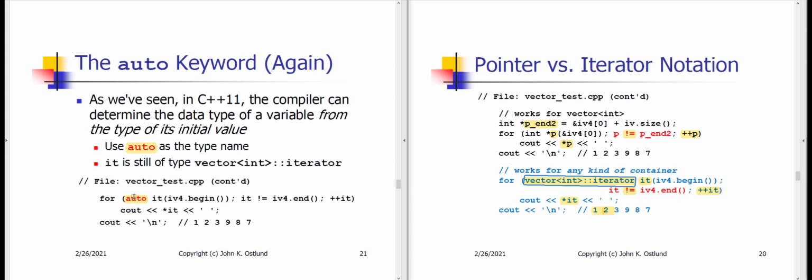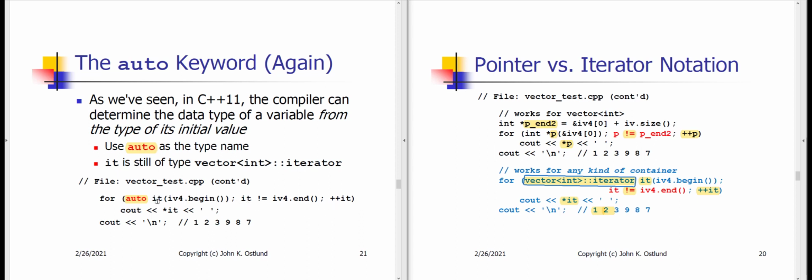Okay, so the compiler realizes I'm declaring an object named IT here, and I'm initializing IT from iv4.begin. Well, iv4.begin returns an iterator that is a member of the vector of int class, and consequently the compiler will figure out, oh, that means that the actual data type of IT must be the iterator that belongs to the vector of int class. All right, so I've just used auto here to save myself from all of this typing that I did on slide 20. And the remainder of the loop is the same.